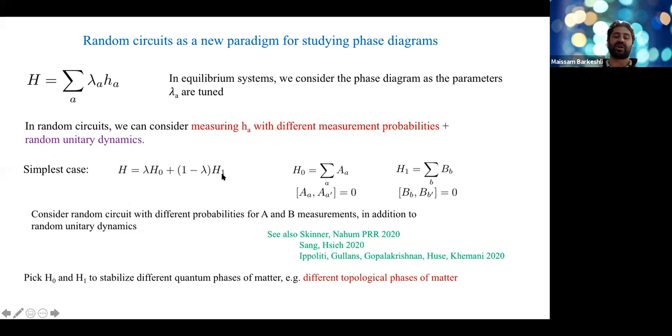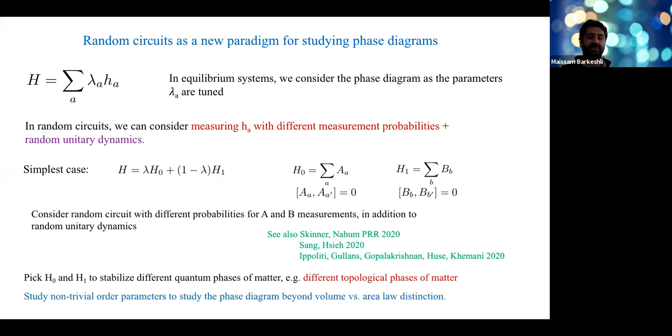Okay, so what we'll be interested in is we'll pick H0 and H1 to stabilize distinct quantum phases of matter, like different topological phases of matter. And then we'll try to study non-trivial order parameters to distinguish the phases beyond just looking at volume law versus area law. So the first thing that we'll do is we'll study a 1+1D model where the 1+1D Hamiltonian stabilizes a symmetry-protected topological state, SPT, which has a global Z2 cross Z2 symmetry.